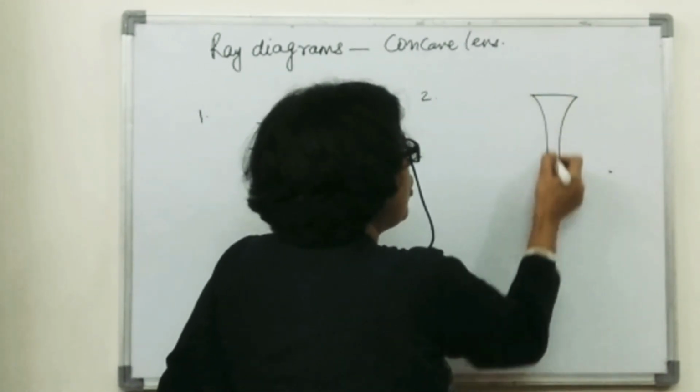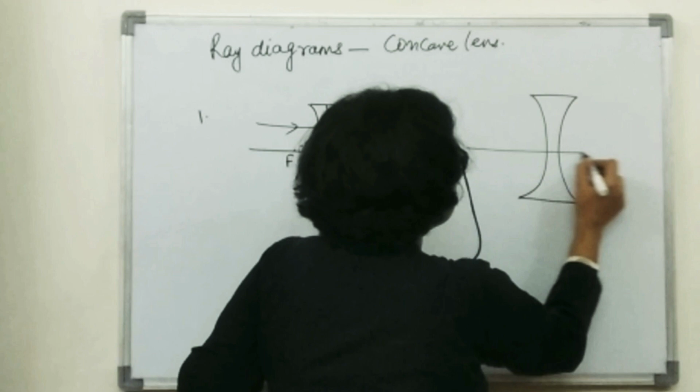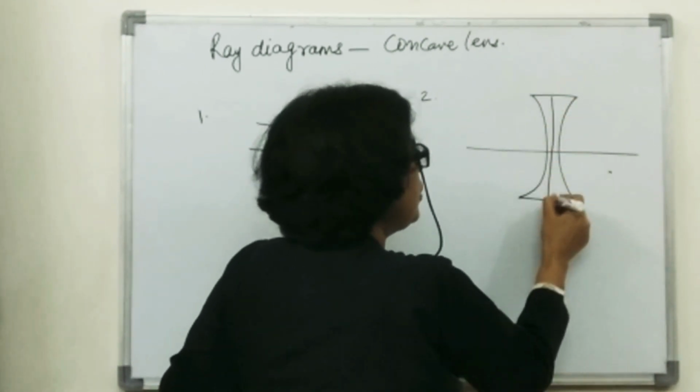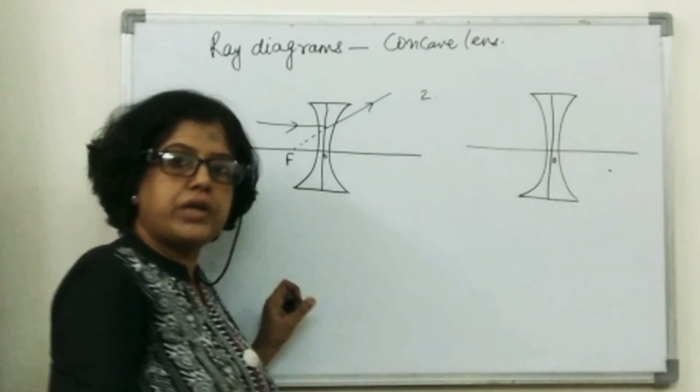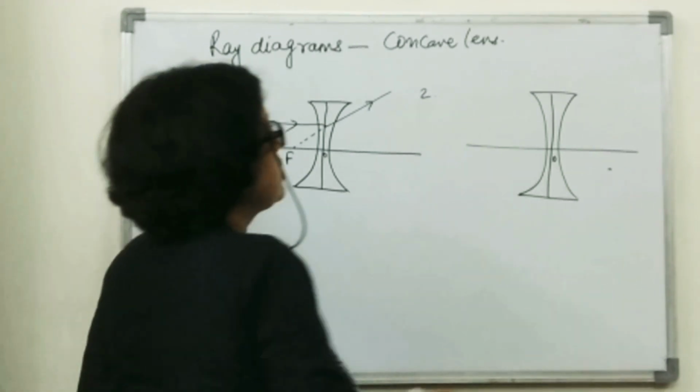You can draw a freehand drawing for a concave lens if you are comfortable, or you can use a compass or a protractor for drawing the lens. So this is how we draw.